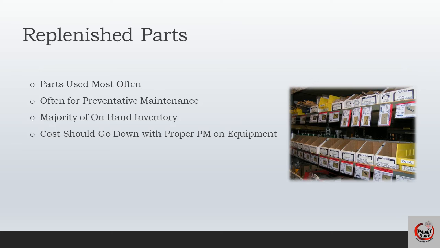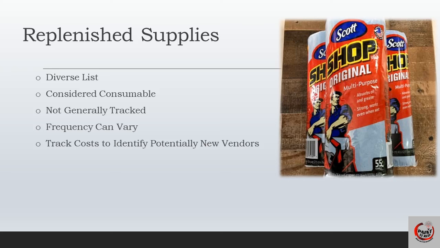Replenished parts are those used most often, typically for preventative maintenance. These parts make up the majority of your on-hand inventory and should be managed to reduce costs. Replenished supplies include consumables like grease, zip ties, and gloves. Their costs can vary, so it's important to monitor them.